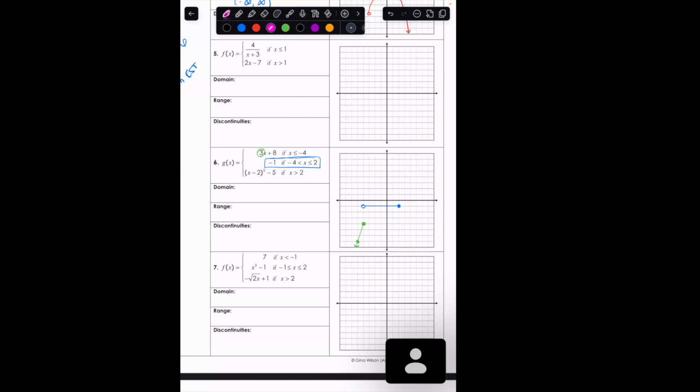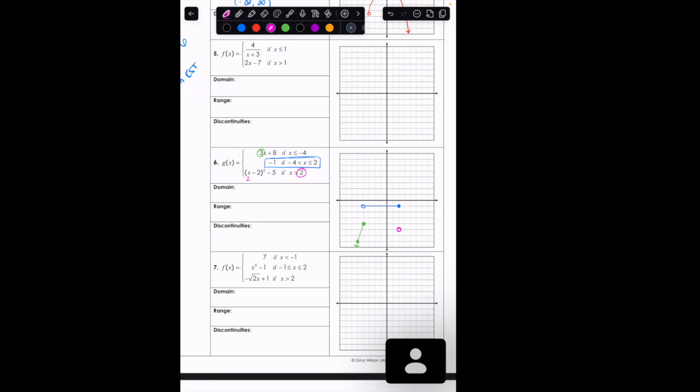And then same idea for this right side. I need to worry about 2. So I'm going to plug in 2 here. 2 minus 2 is 0. 0 squared is still 0. 0 minus 5 is -5. So I have 2, -5. 1, 2, 3, 4, 5. So I'm down here, and that should be an open circle.